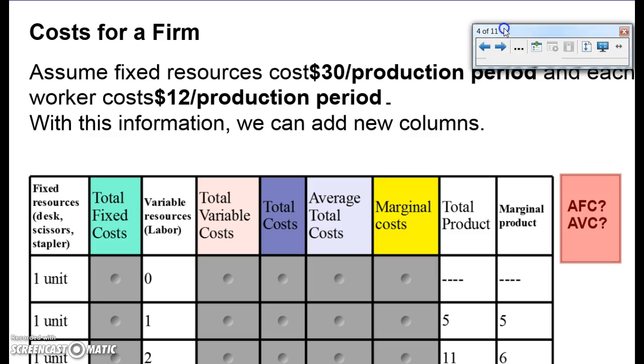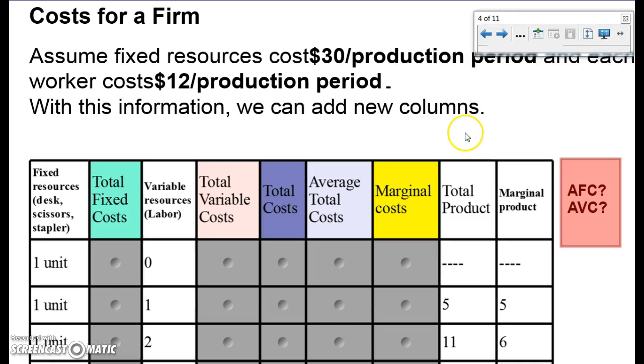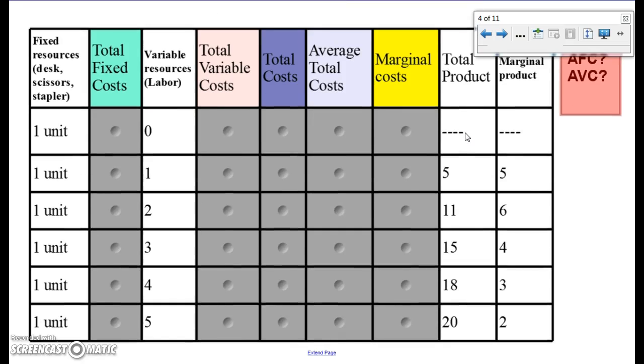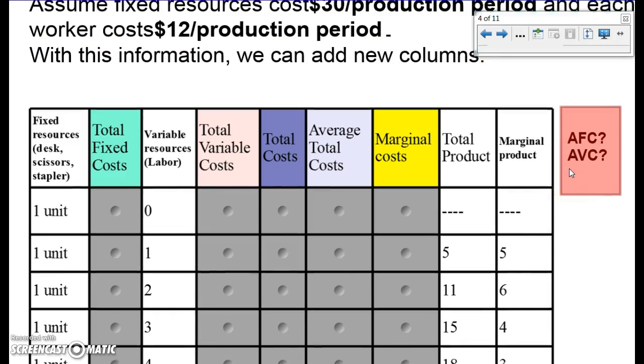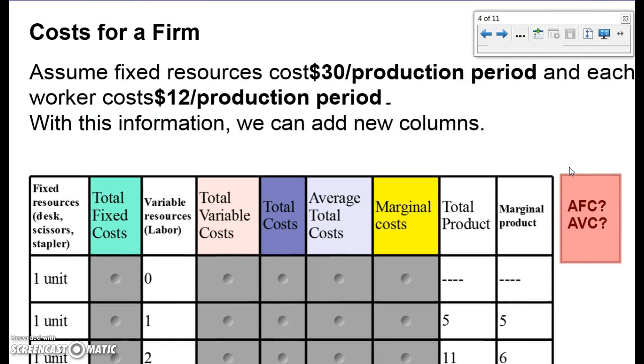Now what we're going to do is we're going to say, okay, we have all that data, and we're going to put it in this bigger table. You can see, if you want to look back, it's actually exactly the same information. So each time we add a worker, we add to total product and marginal product. And I took the average product off here because we're not going to use that right now. And now we're going to throw in some cost information.